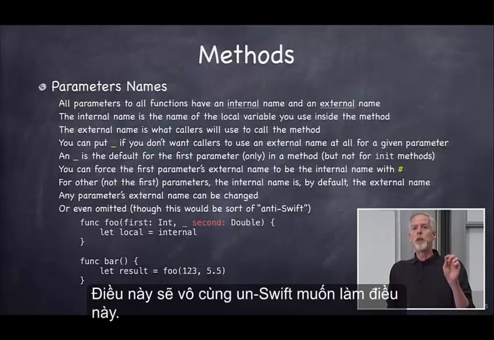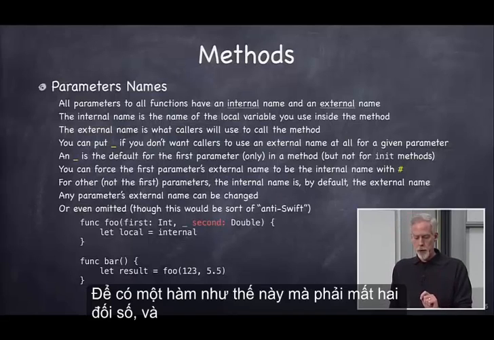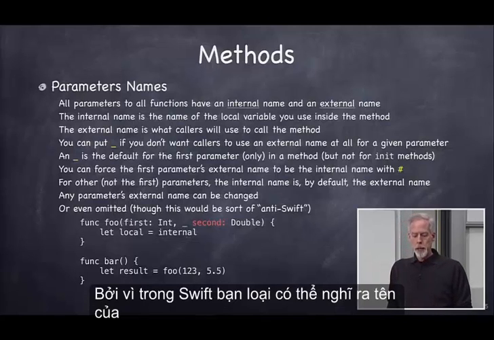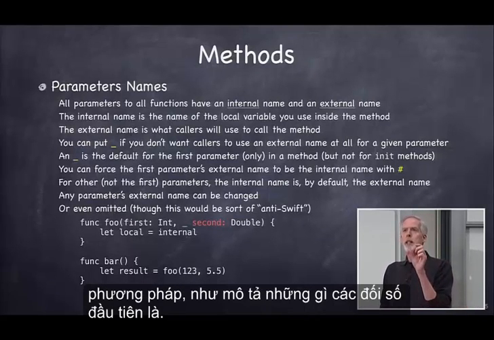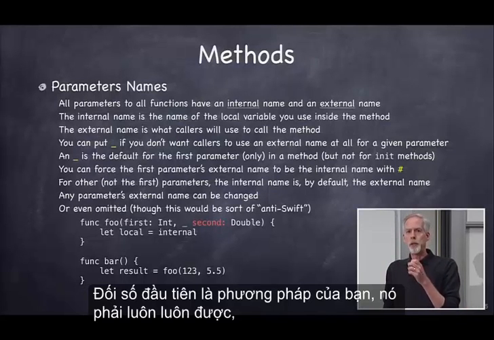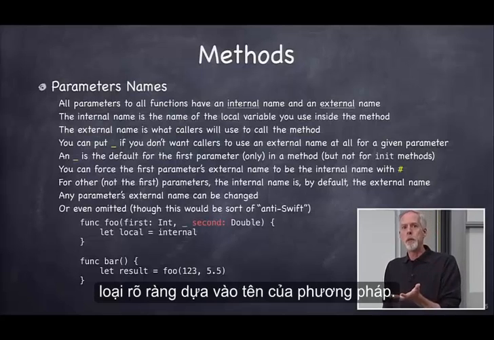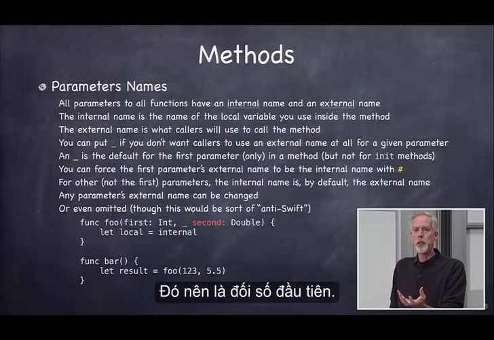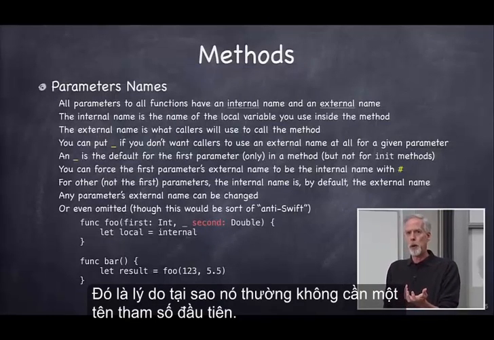This would be incredibly un-Swift-like, to have a function like this that takes two arguments and the second one doesn't really have a name. Because in Swift, you can think of the name of the method as describing what the first argument is. The first argument to your method should always be kind of obvious based on the name of the method, because the method does something, it operates on something. That should be the first argument. That's why it usually doesn't need a first parameter name.